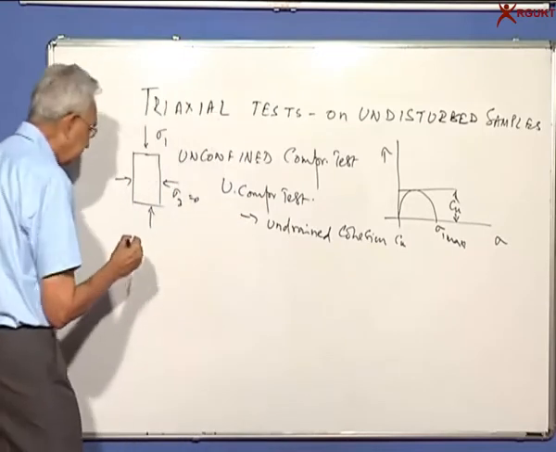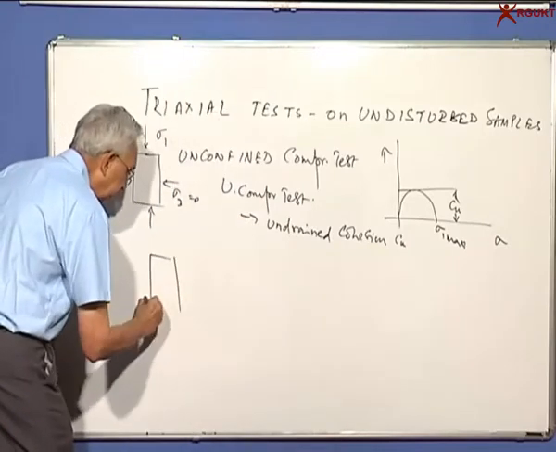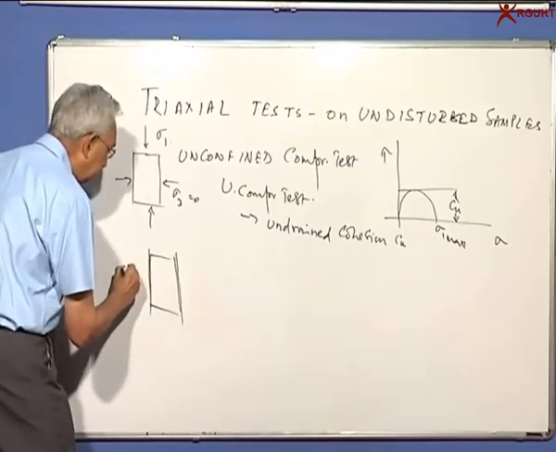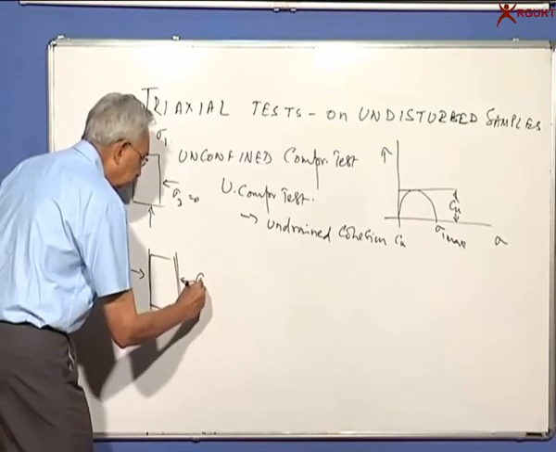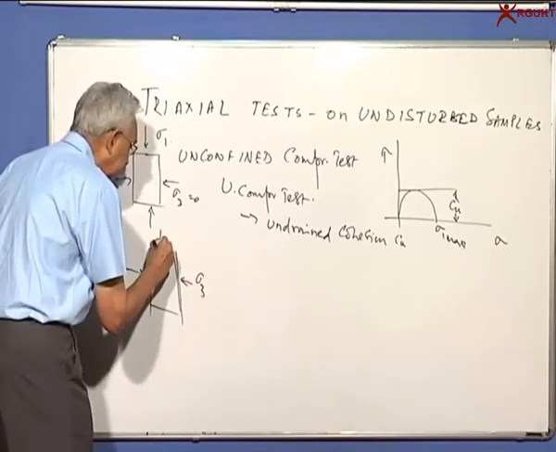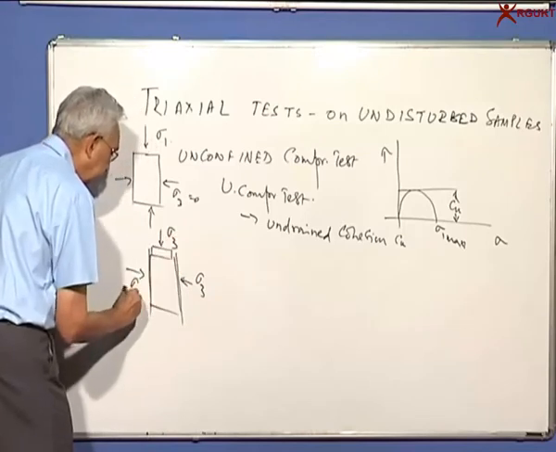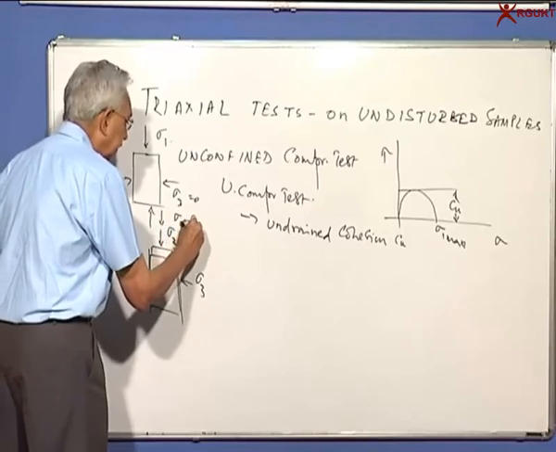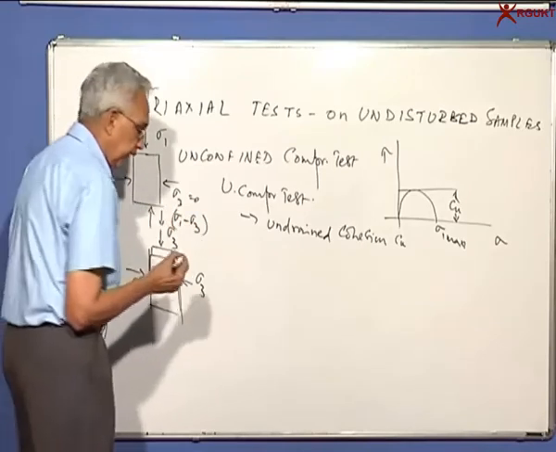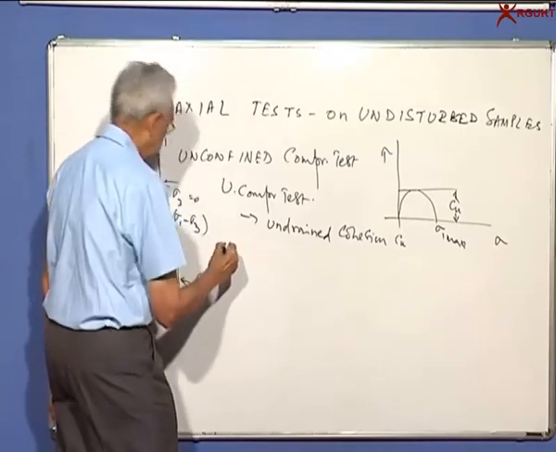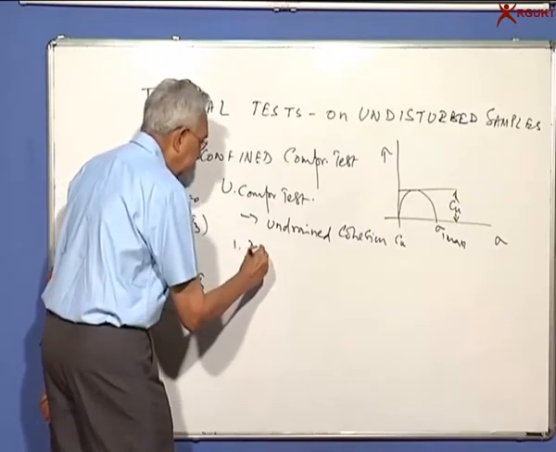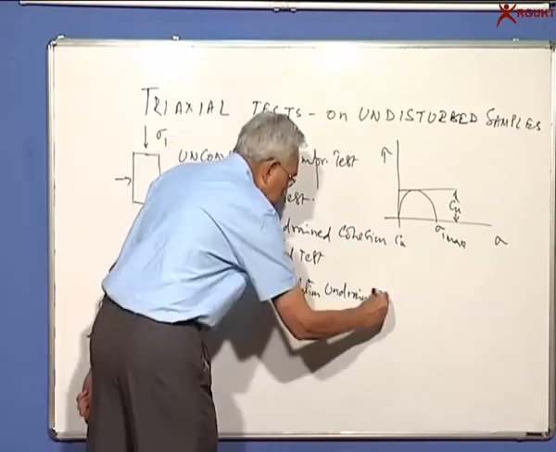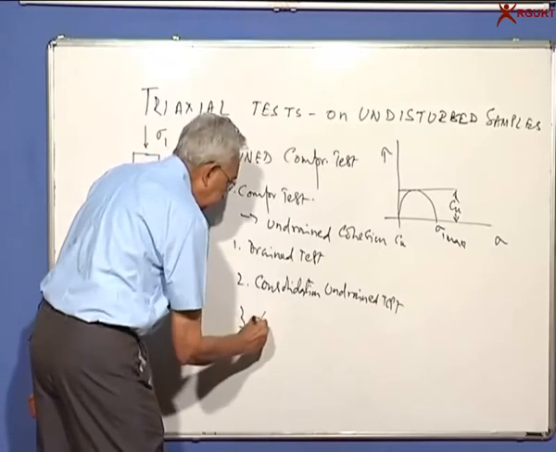Next we go for a more sophisticated one, wherein you are able to cover the sample with a perspex membrane so that we can apply sigma 3 first, then we can control the drainage conditions. In the second stage, we apply what is called the deviatoric stress, and we can get three types of tests: the drained test, the consolidated undrained test, and third, the purely undrained test.